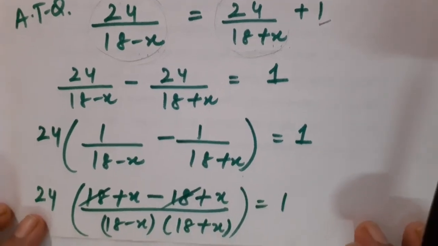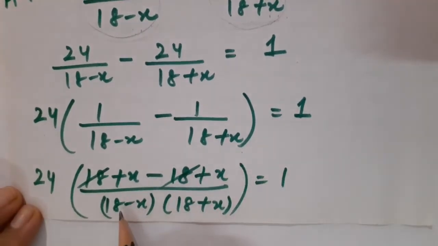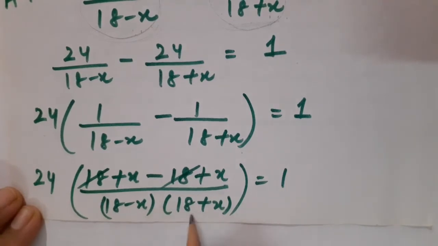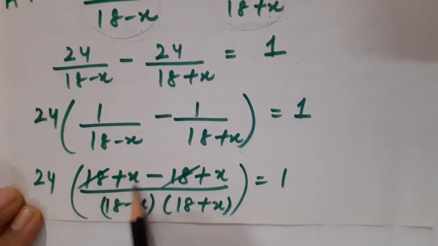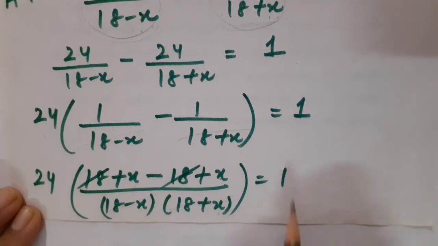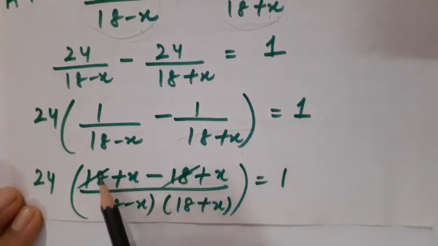Let us take LCM. LCM will be 18 minus x into 18 plus x. So here I am going to get 18 plus x minus 18 minus x, and 18 and 18 are going to be cancelled. So here I will be getting 2x. Correct, children? Now plus x and minus x add up, and 18 and minus 18 are also going to be cancelled with each other.